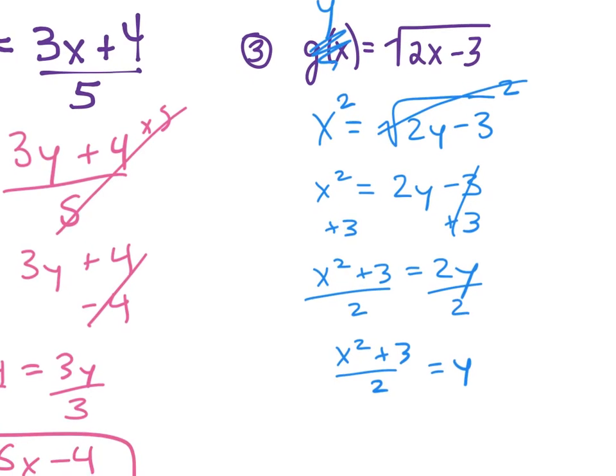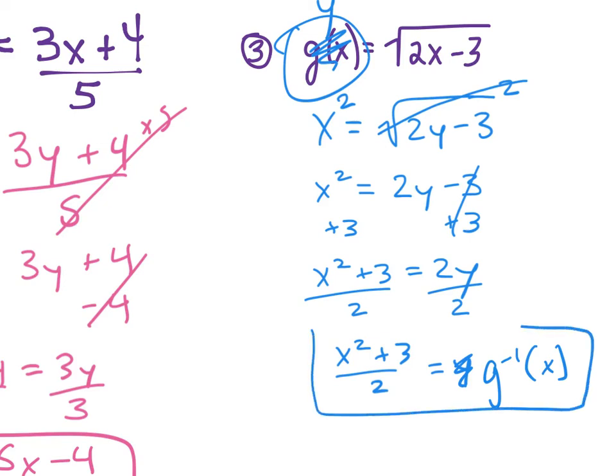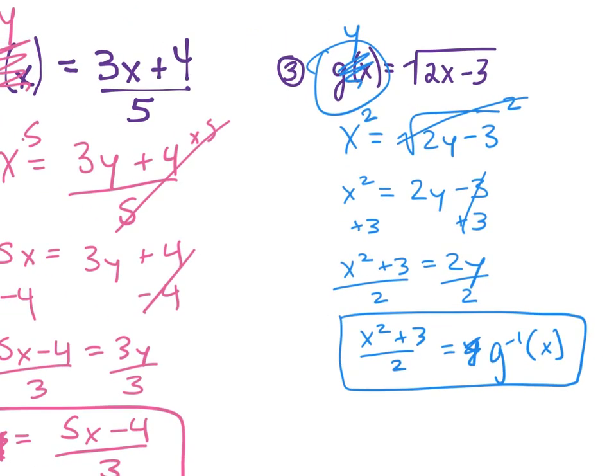Okay, somebody besides Leonardo, what do we do last? We change the y to f negative 1 of x. Yes, but here we started with g of x, so we just change it to g negative 1 of x. Any questions?